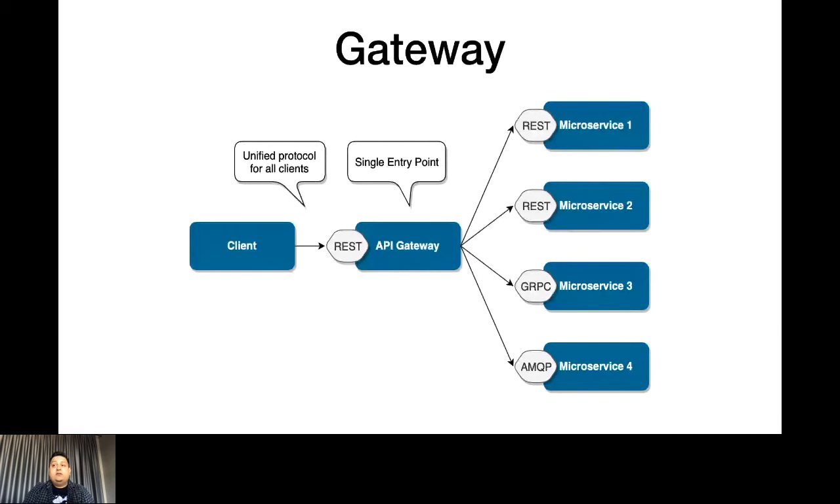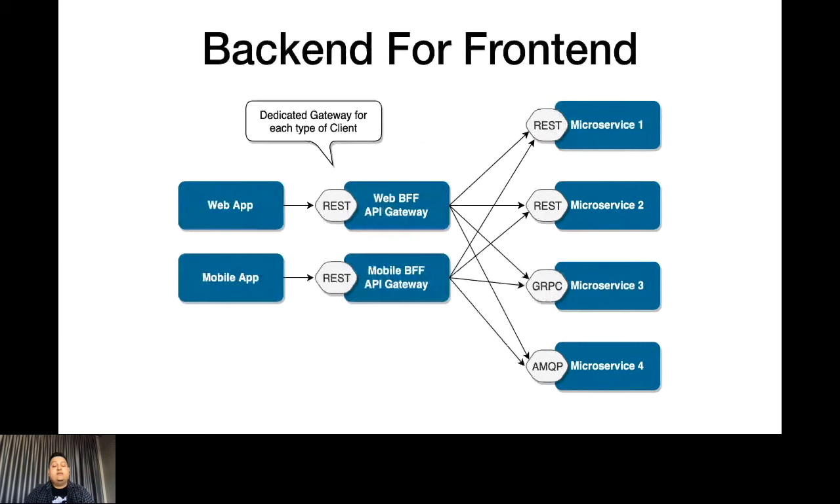Okay, so there's also another approach, maybe even a variation of the gateway, and it's called Backend For Frontend. In this approach, we also have API gateways, which are our BFFs. And the difference here is that each gateway is dedicated to one type of client. So in this example, we have a web application and a mobile application, in which case they both have separate gateways.